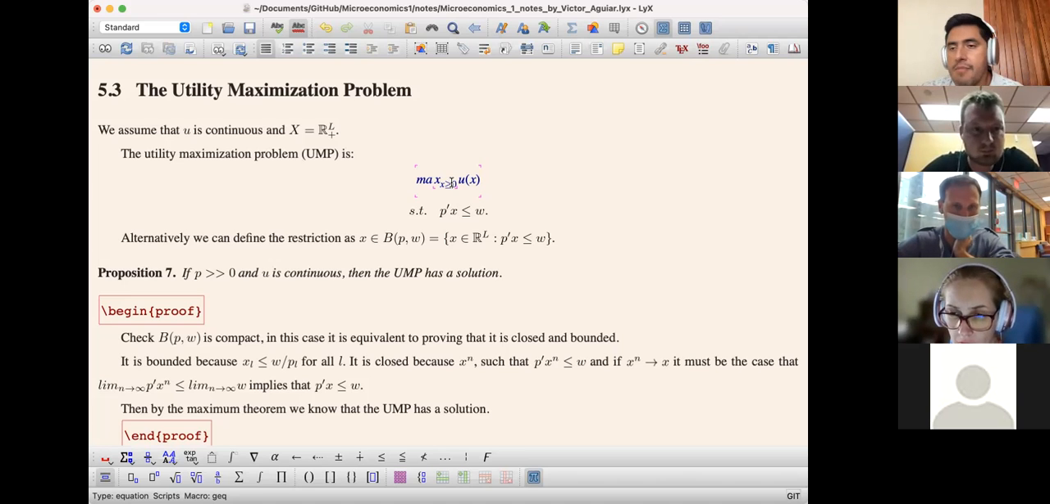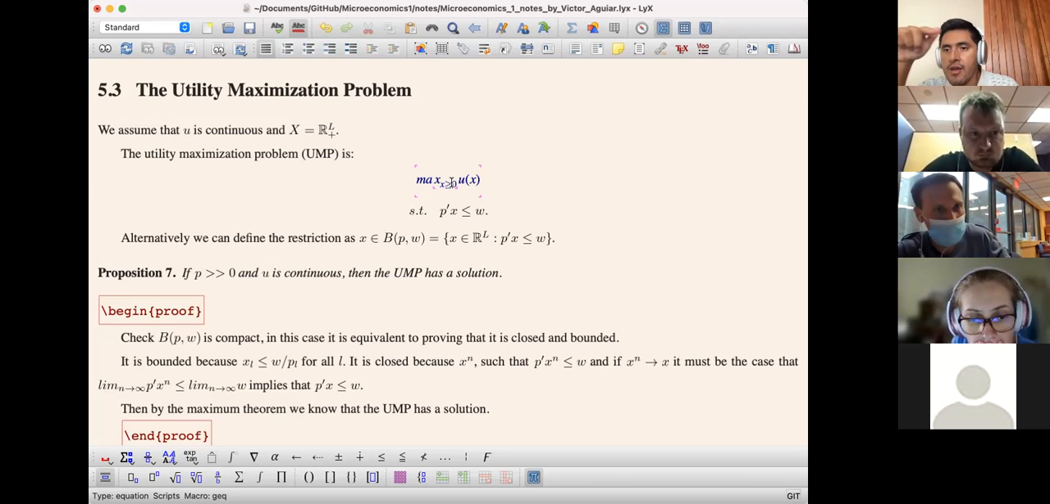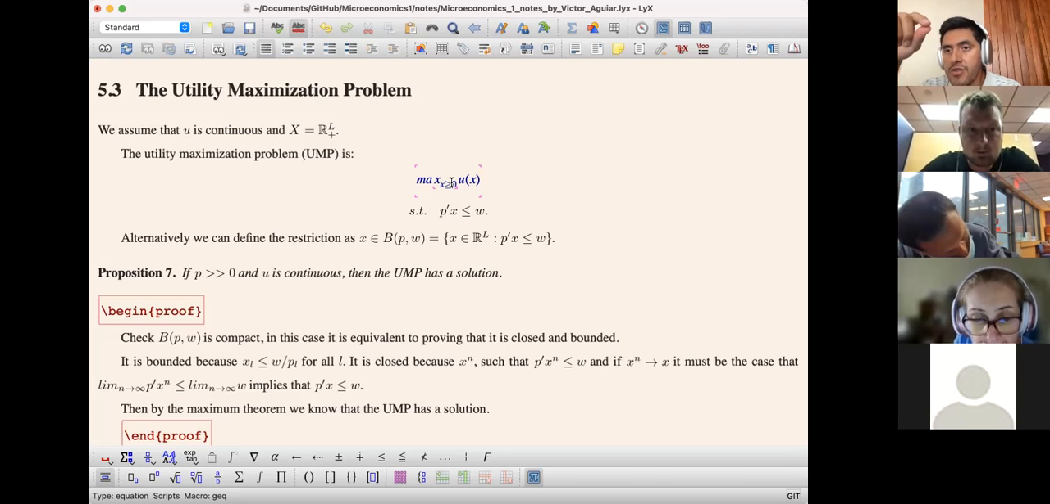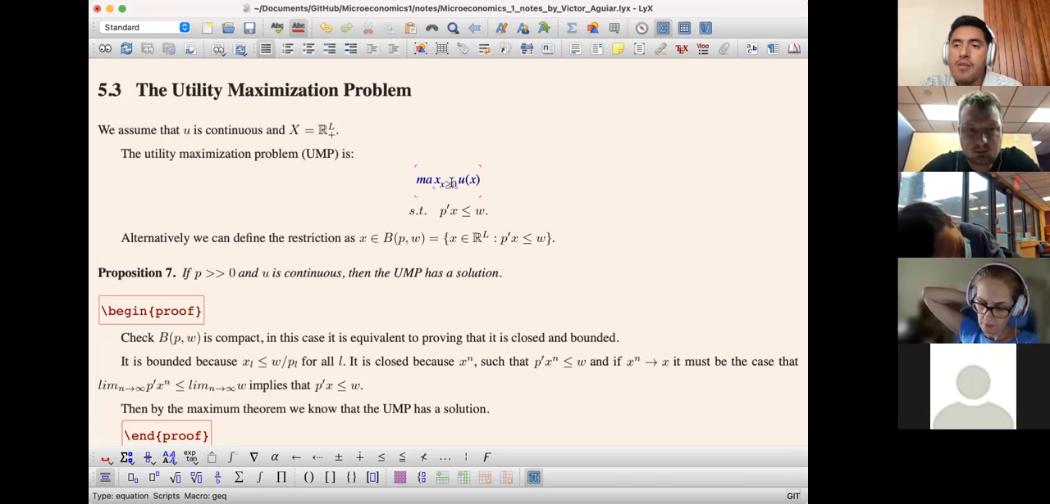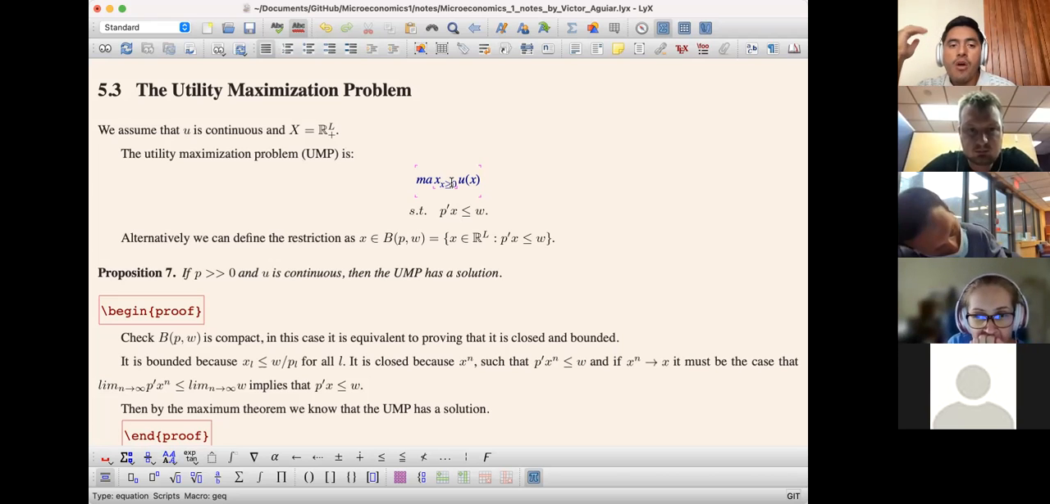Proposition 7 is a simple result for warming up. It says if prices are strictly positive. So this symbol in Mas-Colell, with a double greater than 0, means that you are strictly greater than 0. Because it's a vector, it means that every entry is above 0. If this had just a greater than or equal to, it would mean that there can be some entries that are 0, and of course there have to be entries that are positive. Here, it means that every entry is positive. And the utility is continuous, then the utility maximization problem has a solution.